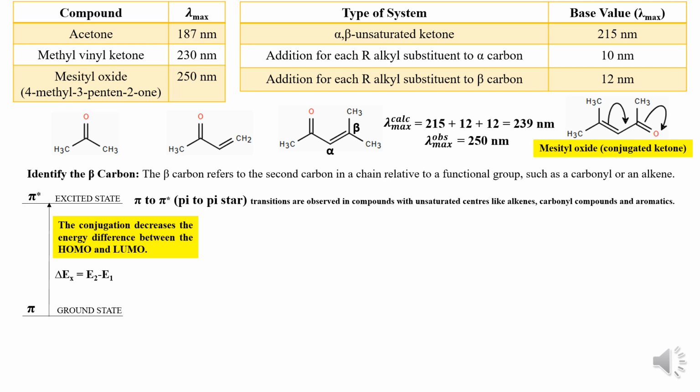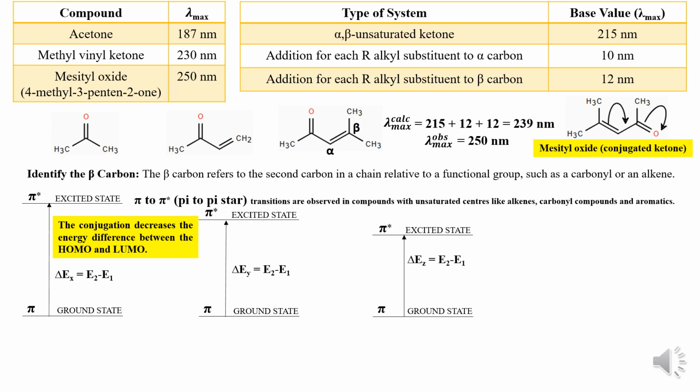So delta Ex is the energy required to bring about transition of loosely held pi electrons from the ground state to the excited state in case of acetone. And delta Ey is the energy required to bring about transition of pi electrons from the ground state to the excited state in case of methyl vinyl ketone. And delta Ez is the energy required to bring about transition of loosely held pi electrons from the ground state to the excited state in case of methyl oxide. And with the extended conjugation, the energy gap will be further reduced.